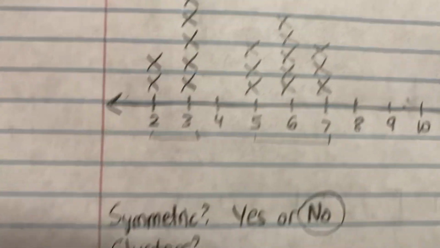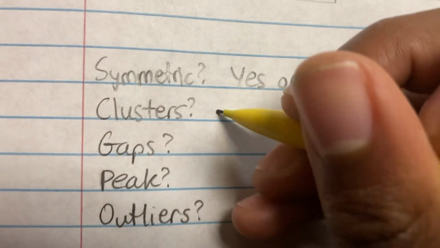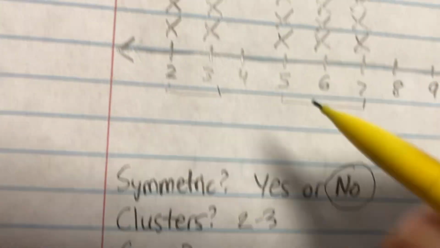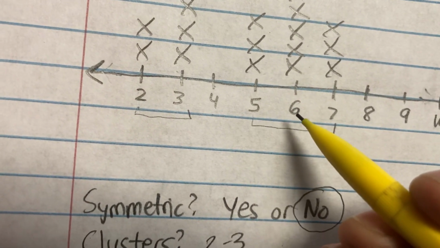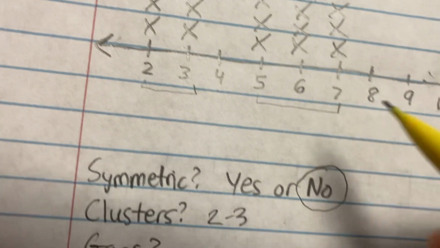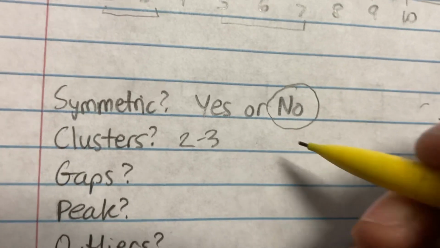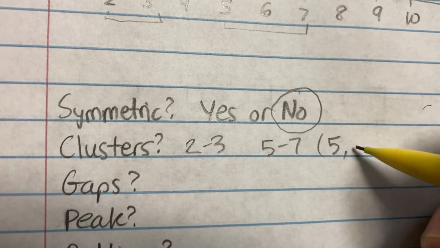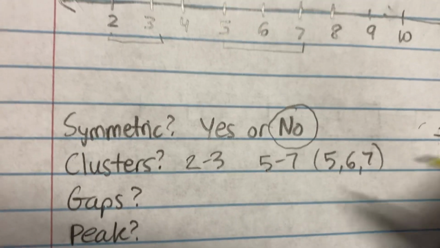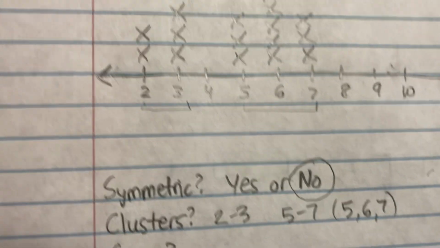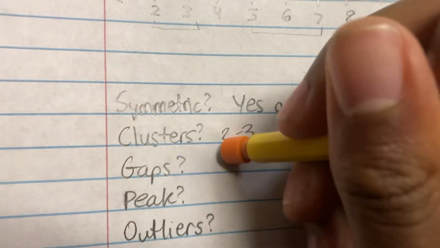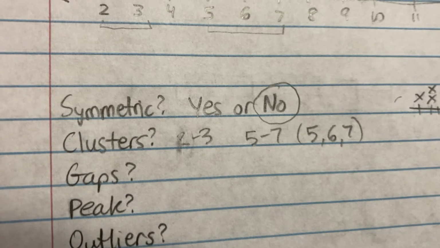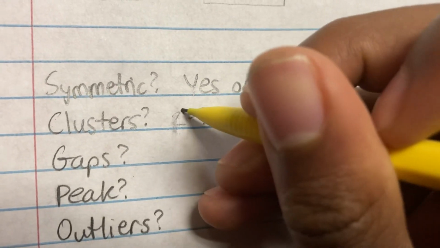So 2 and 3 are clusters. So 2 to 3 is a cluster. And then 5, 6, and 7 is a cluster too. 5 to 7, or you could say 5, 6, and 7. They're clusters. So there you have two clusters: 2 to 3, and then 5, 6, and 7.